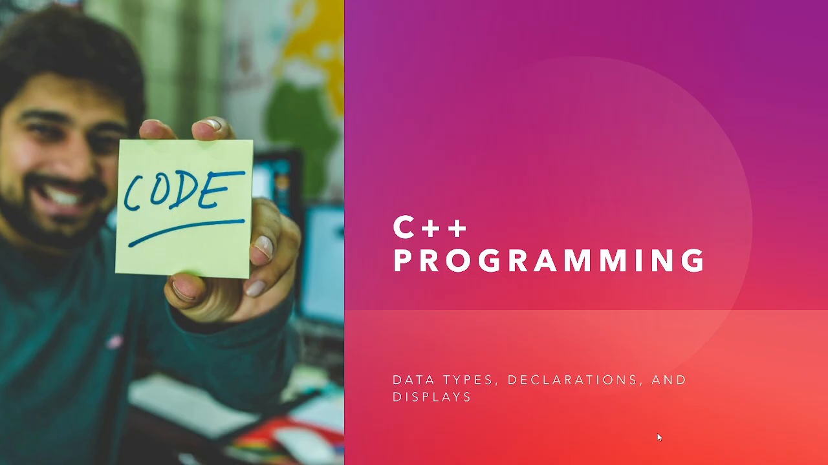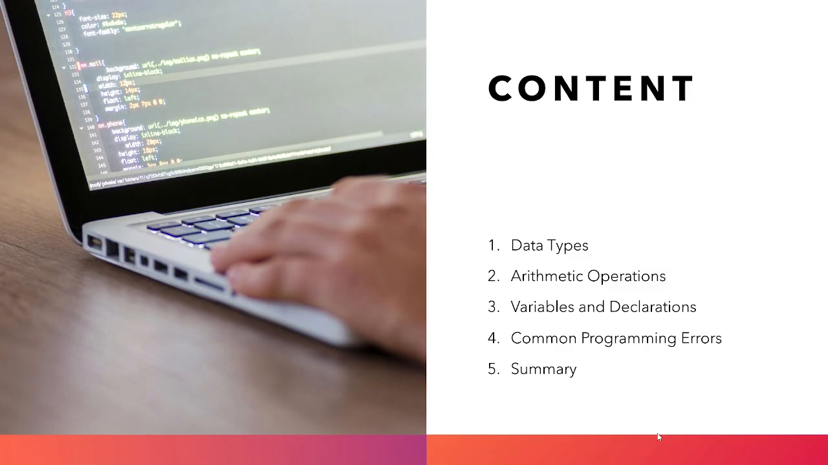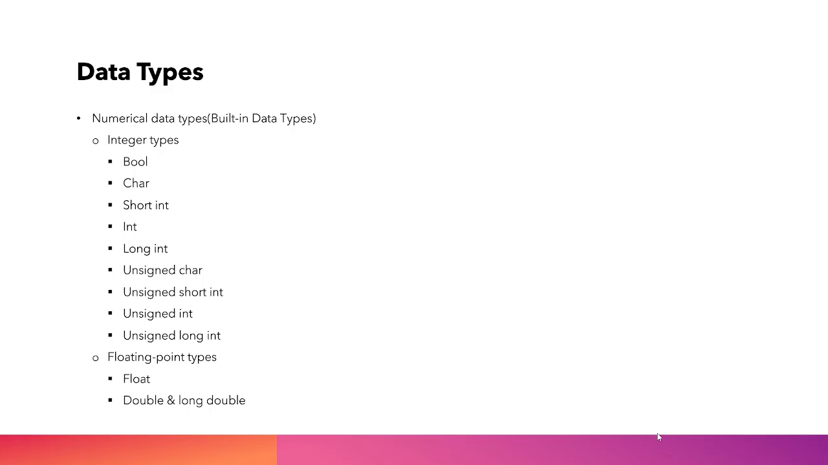Okay, today we're going to the next episode where I'll be demonstrating data types, how to declare a variable, and how to display it. As you can see on my screen, it's C++ programming. These are the contents we will be covering: data types, arithmetic operations, variables and declaration, common programming errors, and the summary. Okay, let's go and check.